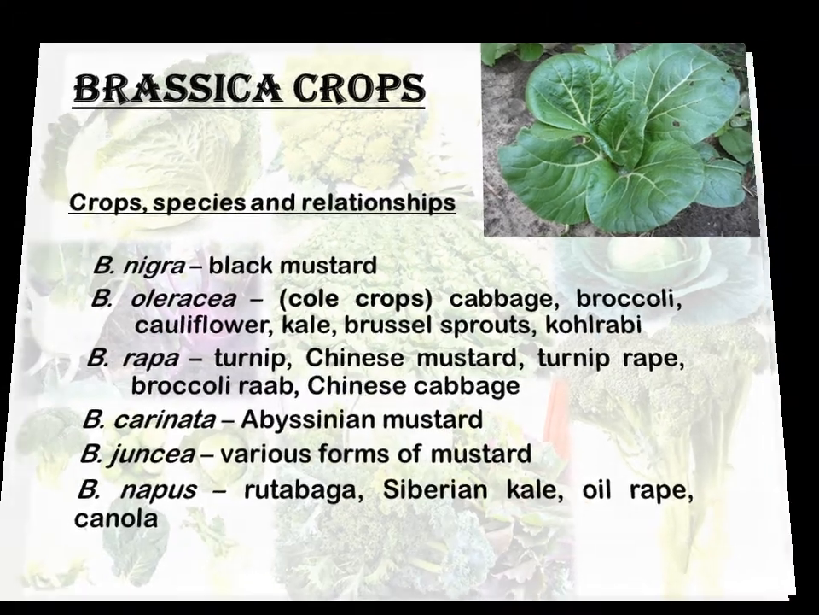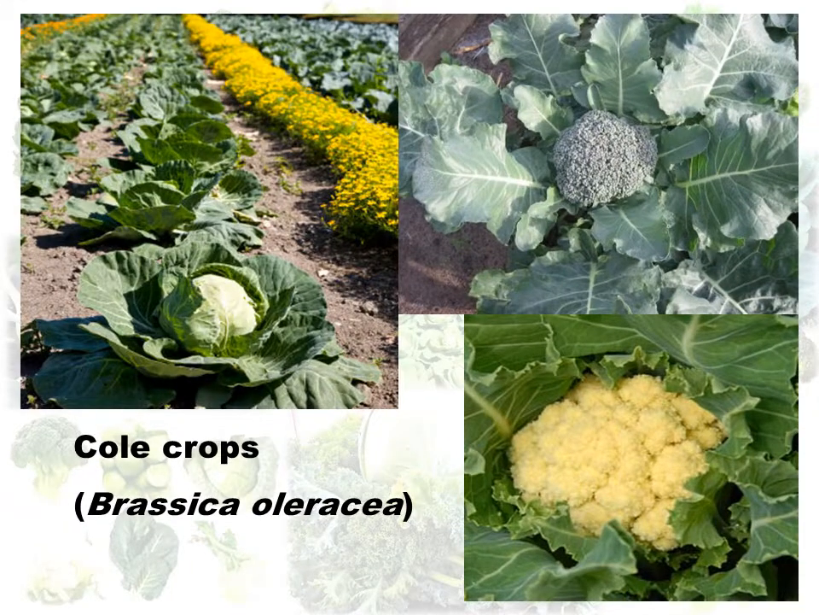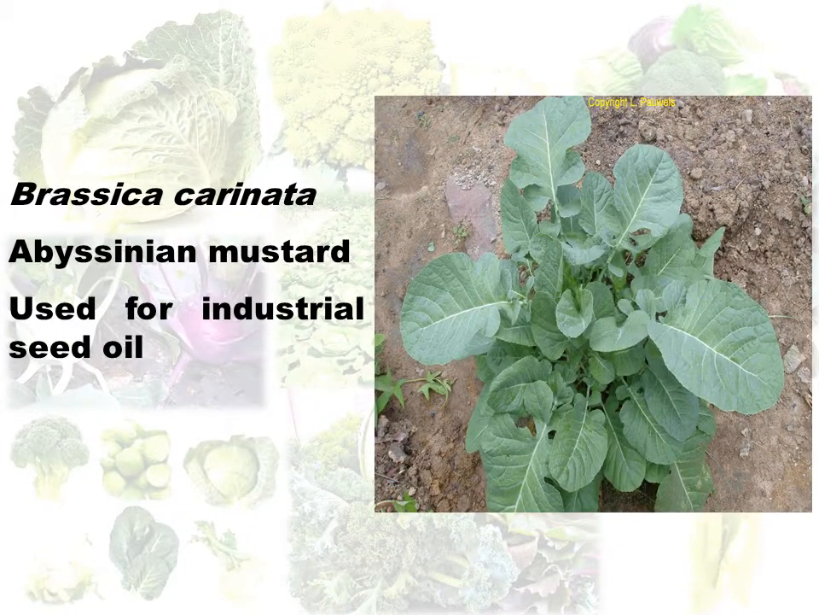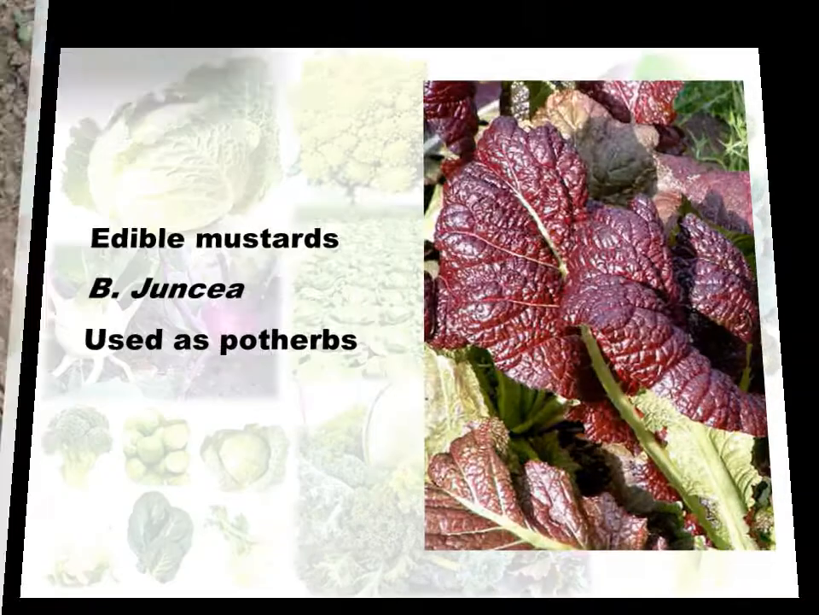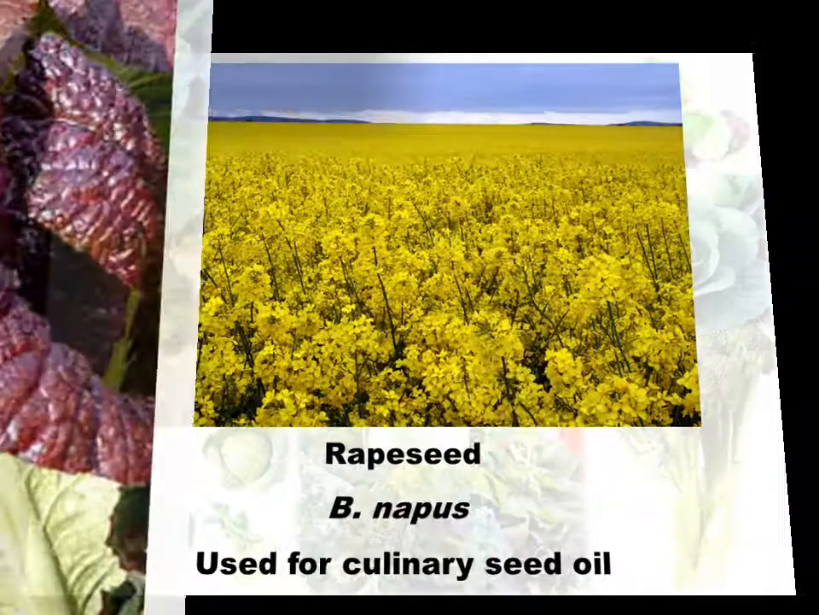Next is black mustard, and its seeds are used to make condiments. Then we come to Brassica oleracea. Chinese mustard, Brassica napa, is used as a pothar. Pothar means you can use it as a green vegetable. Then Brassica carinata is used for industrial seed oil. Then edible mustard, that is Brassica juncea, again used as a pothar, as a green vegetable.